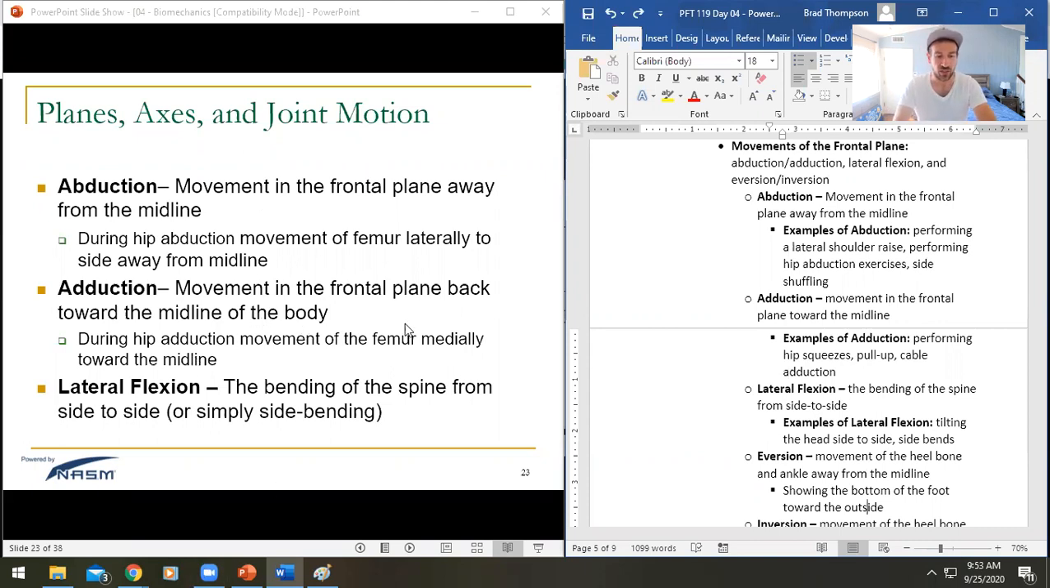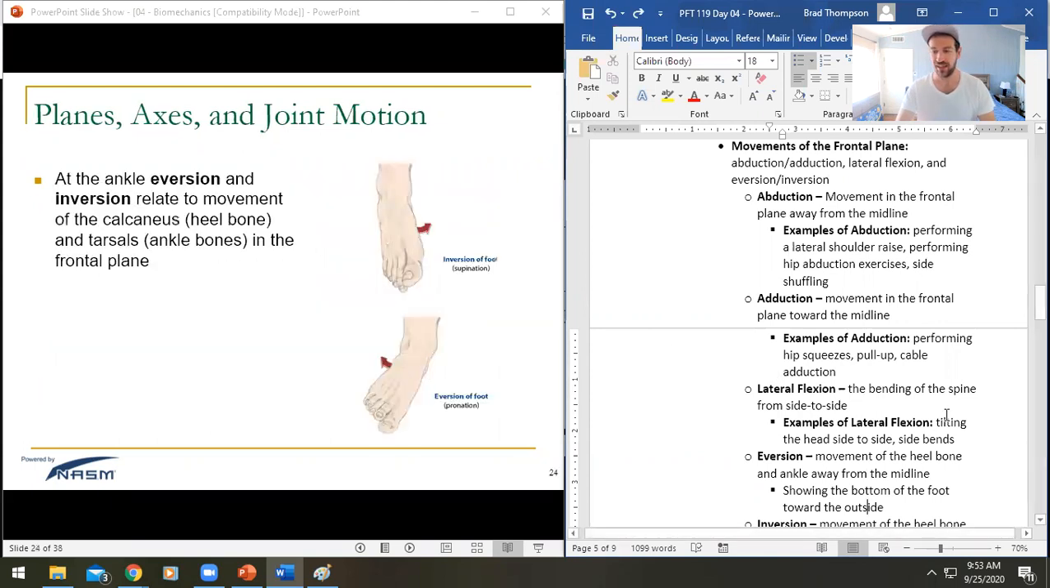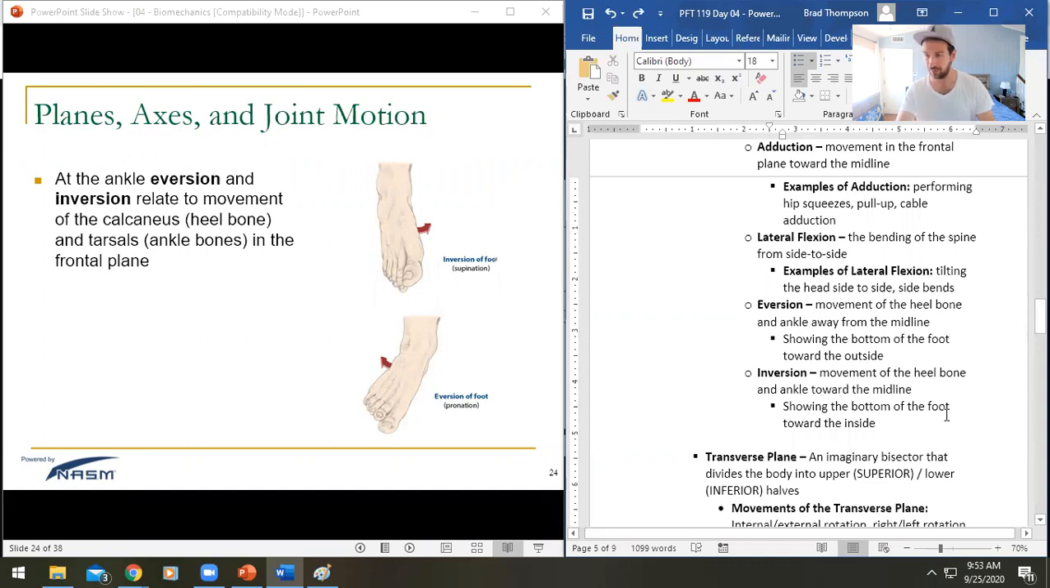So those are two really important ones, abduction, adduction. Those are all the normal ones, right? Those are the normal frontal plane movements. But then we get the special ones. We got the ankle again, the ankle screwing everything up.